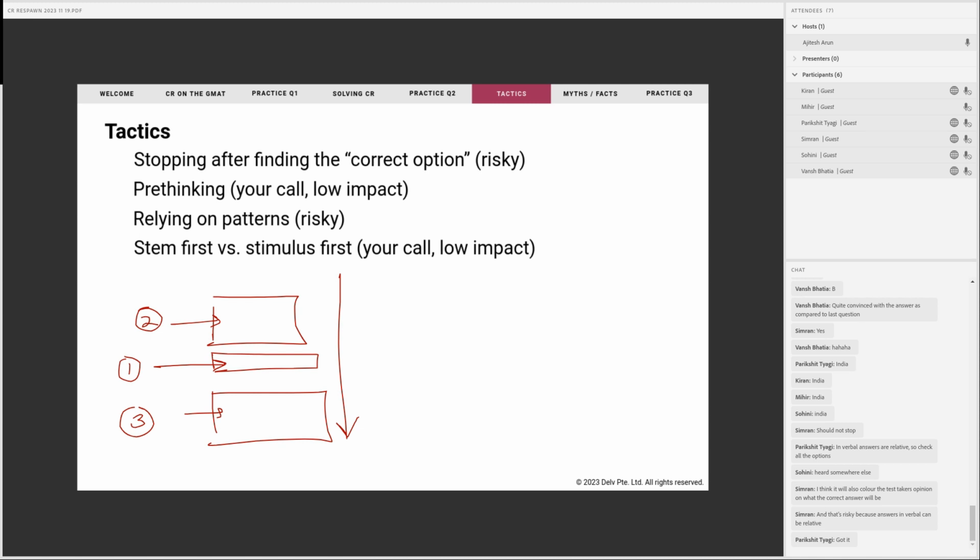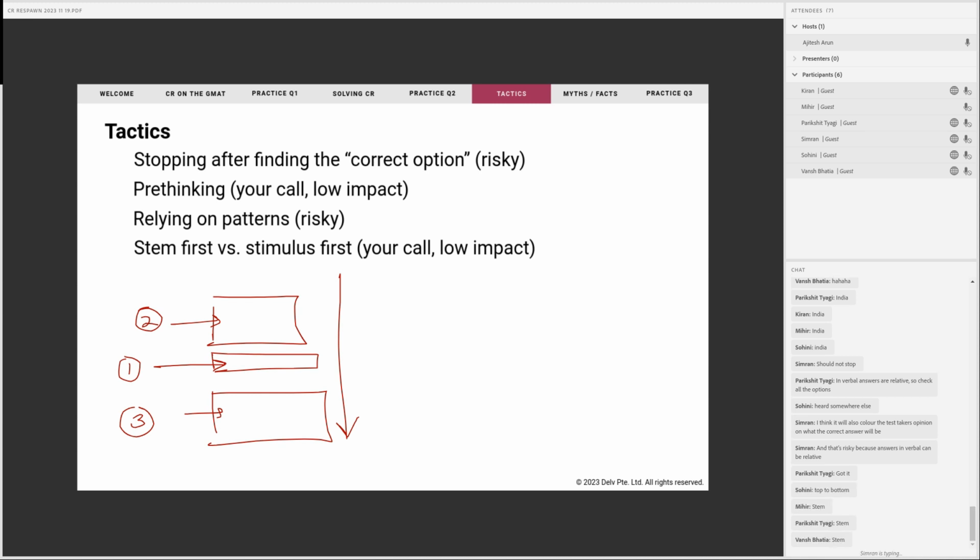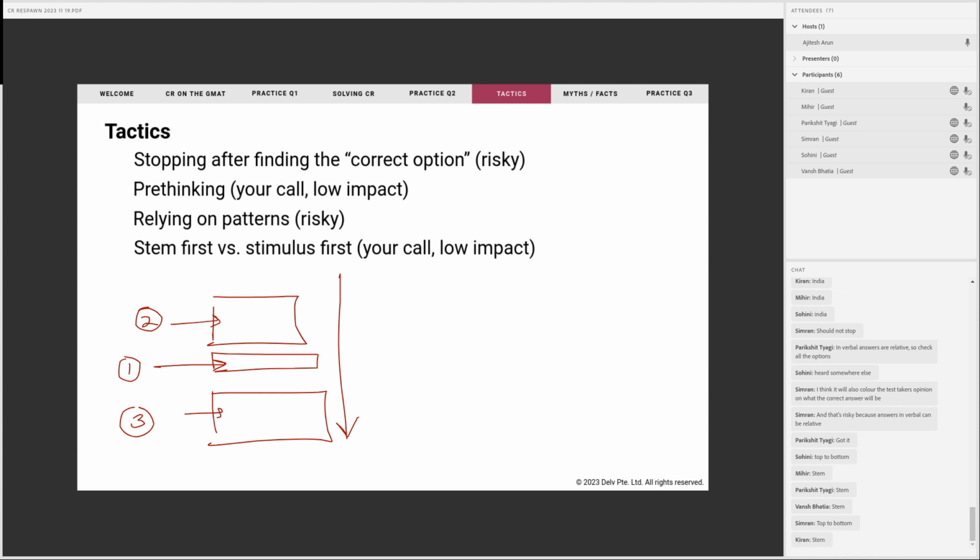Let me get a quick idea. What do you guys do? STEM or stimulus first? Okay, Mihir, Parikshit, Vansh, STEM. Simran is saying top to bottom. Kiran is saying STEM. Top to bottom. Fair enough.